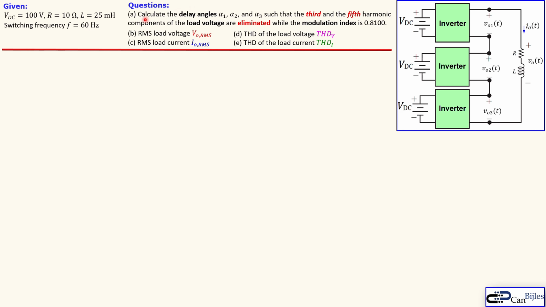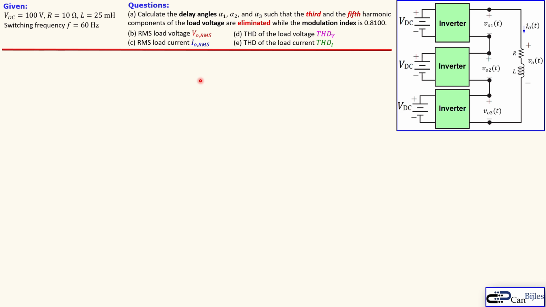What we want is delay angles for these inverter switchings, alpha 1, alpha 2, and alpha 3, such that the third harmonic and the fifth harmonic components are eliminated from our load voltage. And we also have a modulation index of 0.81. So we have several specifications here and we need to determine alpha 1, alpha 2 and alpha 3.